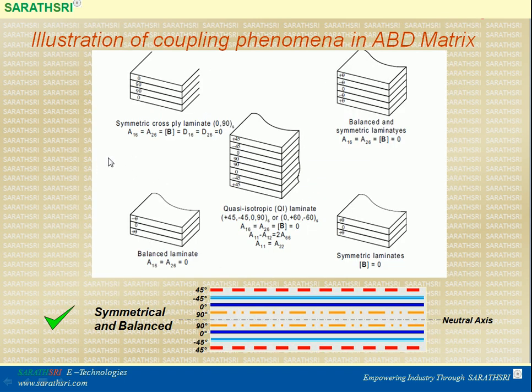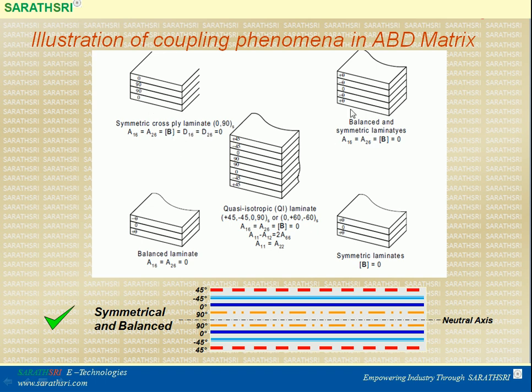So, illustration of coupling in a more detailed manner. We already discussed this cross ply laminate, which is having 0, 90, 90, 0. So this is a cross ply laminate, but it is also a symmetric laminate, and it is a balanced laminate. So A16, A26 is 0, B matrix is 0, and D16, D26 are also 0.